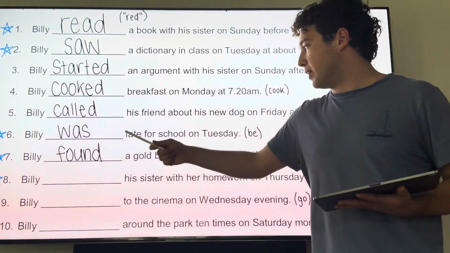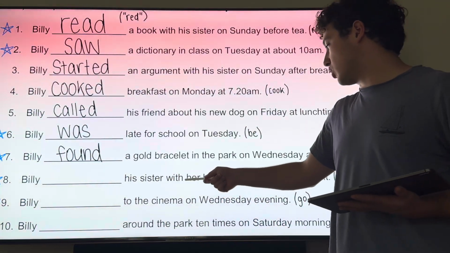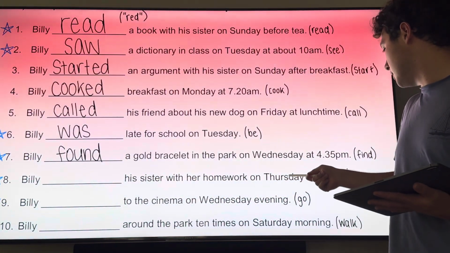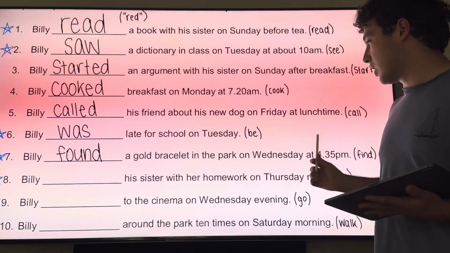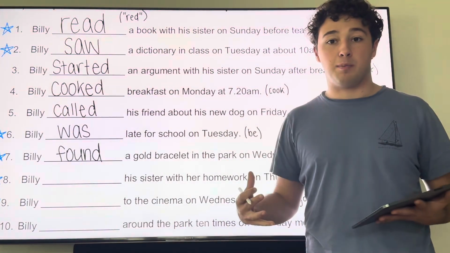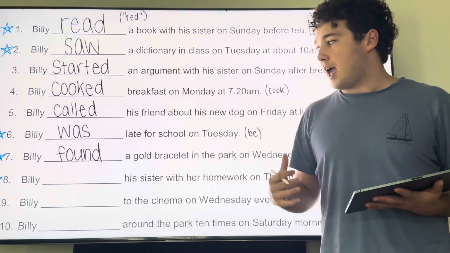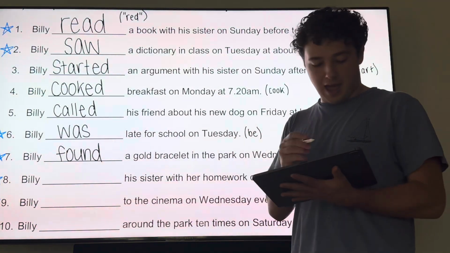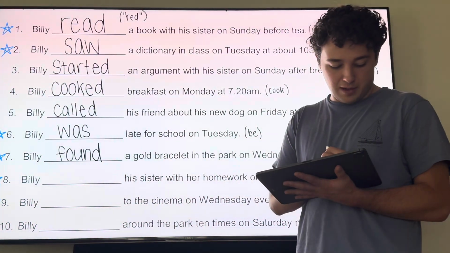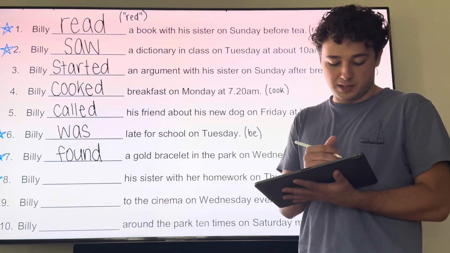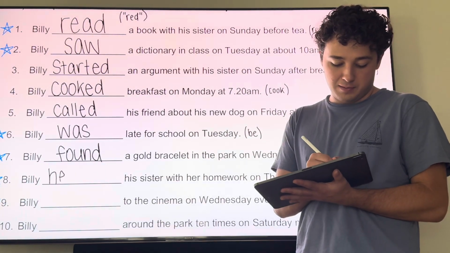Number 8, Billy blank his sister with her homework on Thursday night. The verb they give you here is help. Help. And this one is actually regular, so it would be helped.